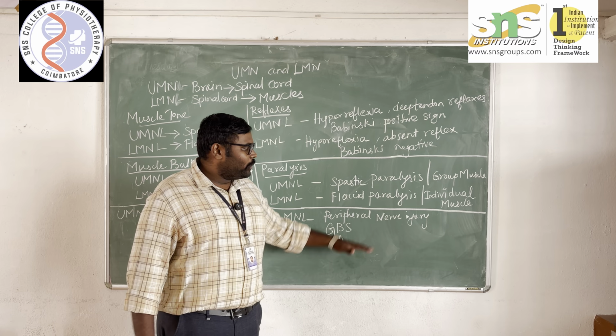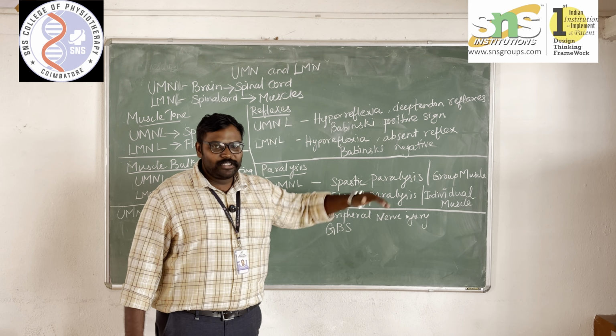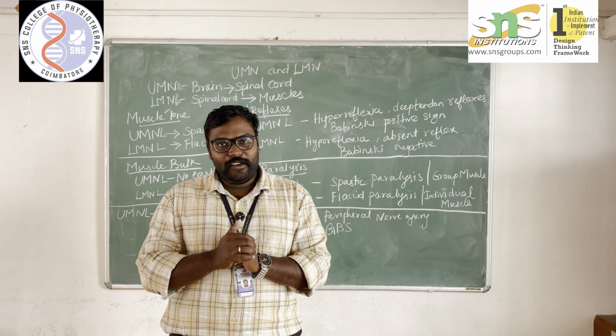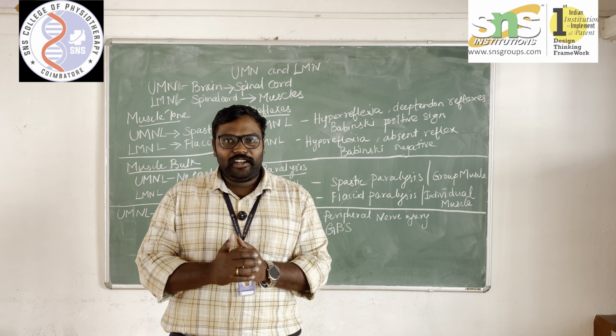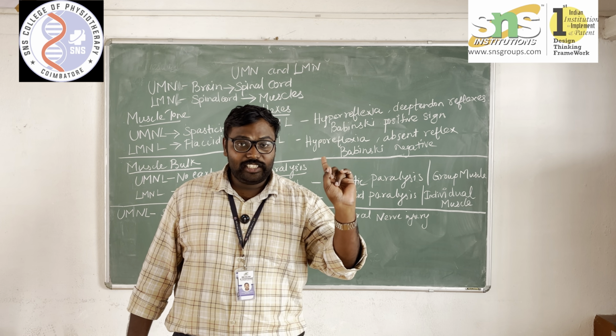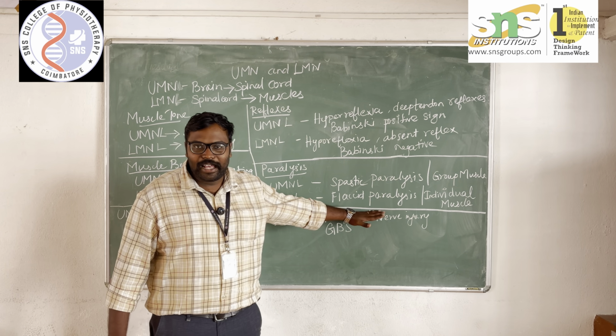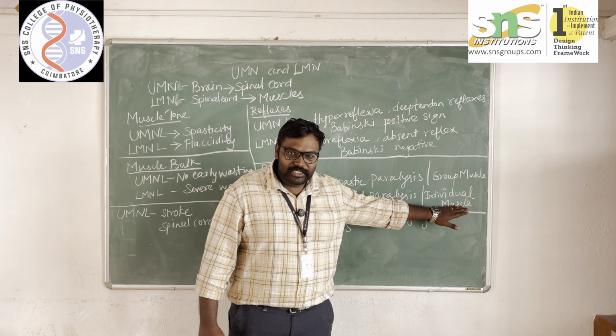UMN will go for spastic paralysis or group muscle paralysis. A group of muscles will go for paralysis. In the physiotherapeutic field, when we treat or stimulate, we need to keep in mind which lesion it is, either UMN or LMN. What will be in the LMN? A flaccid paralysis, an individual muscle paralysis, or the individual muscle will go for degeneration. So we need to keep in mind which area to treat and which muscle to stimulate. Group muscle stimulation is very worthwhile in UMN, but it is not so needed in LMN.